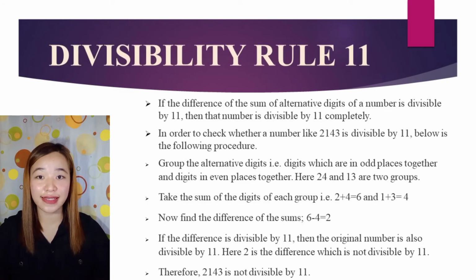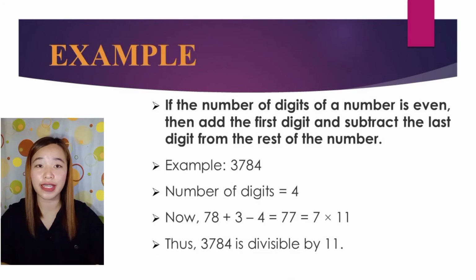So next is the divisibility rule of 11. If the difference of the sums of alternate digits of a number is divisible by 11, then that number is divisible by 11 completely. In order to check whether a number like 2143 is divisible by 11, below is the following procedure. They are explained here with the help of examples.